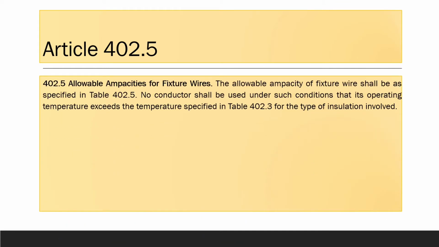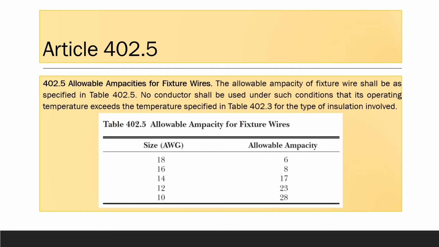Next is Article 402.5, Allowable Ampacities for Fixture Wires. The allowable ampacity of fixture wire shall be as specified in Table 402.5. No conductor shall be used under such condition that its operating temperature exceeds the temperature specified in Table 402.3 for the type of insulation involved.